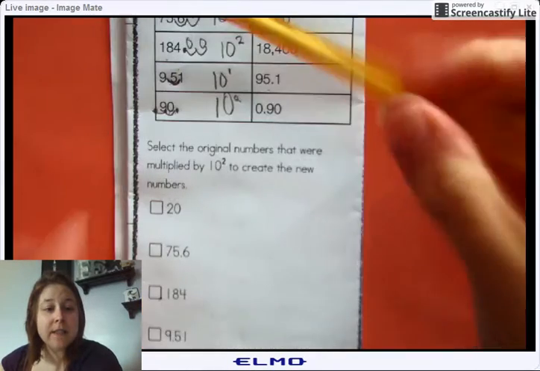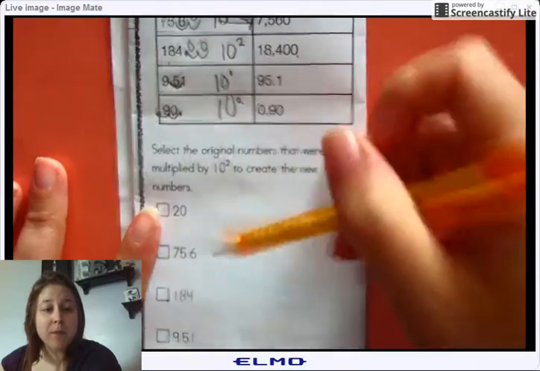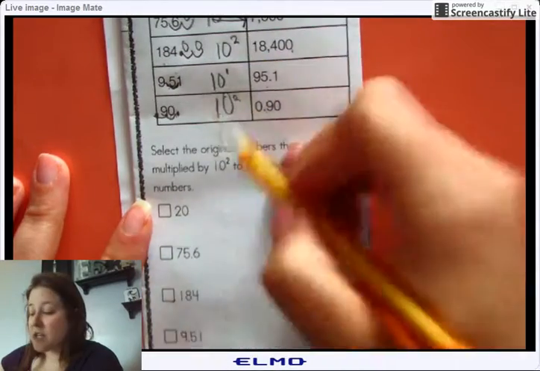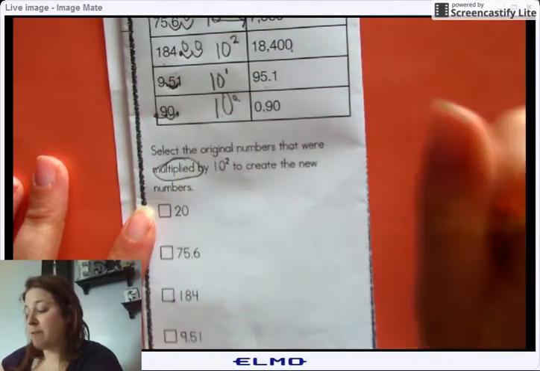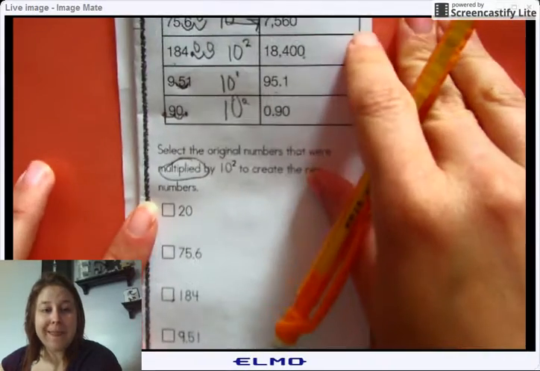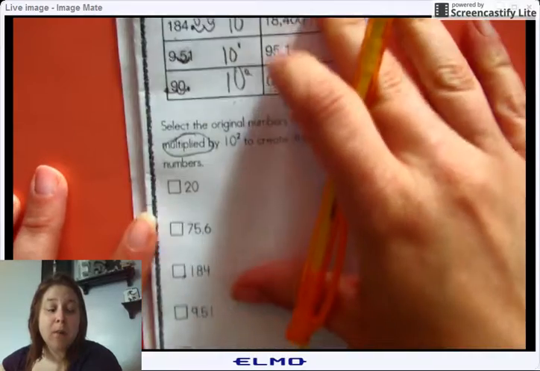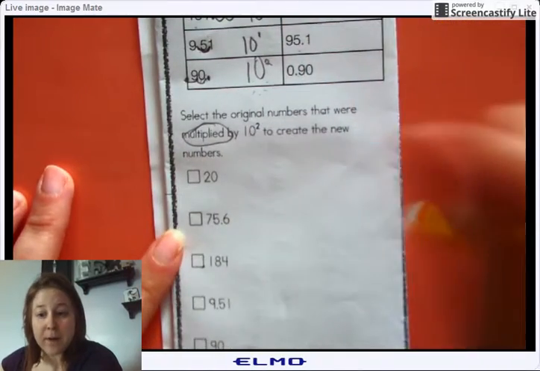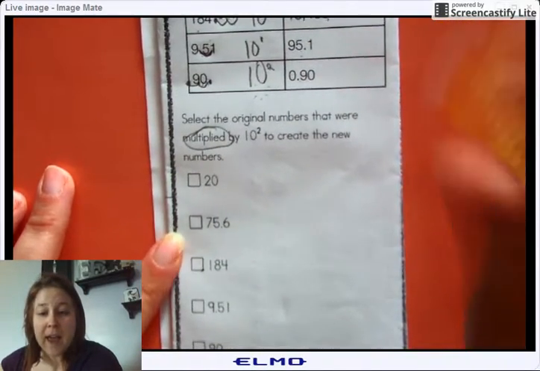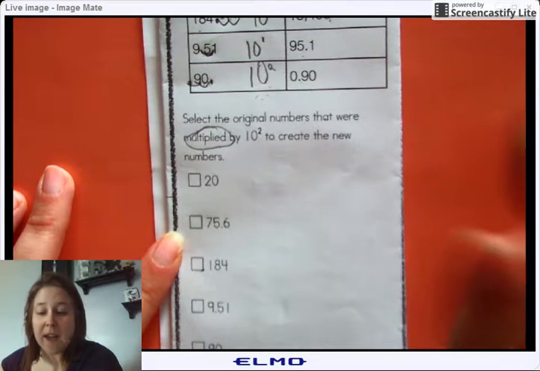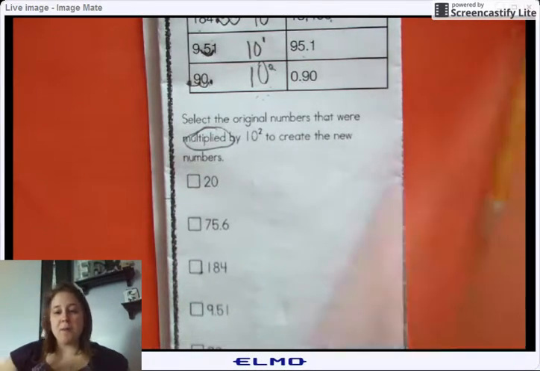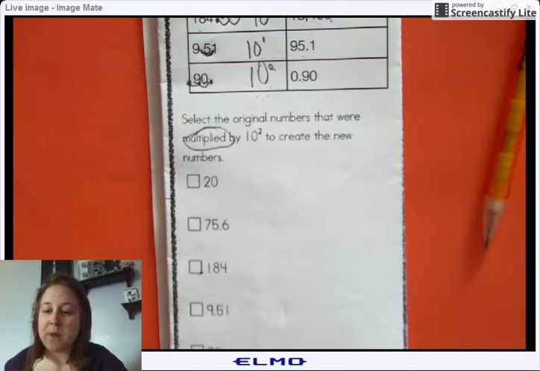But here, it says select the original numbers that were multiplied by 10 to the second to create the new numbers. Multiplied. Remember, you can't count this one because it was divided. So take a moment, check off the numbers you have, and put them into the thing, and you'll find out your answer. Remember, put it into a sheet protector when you are finished.